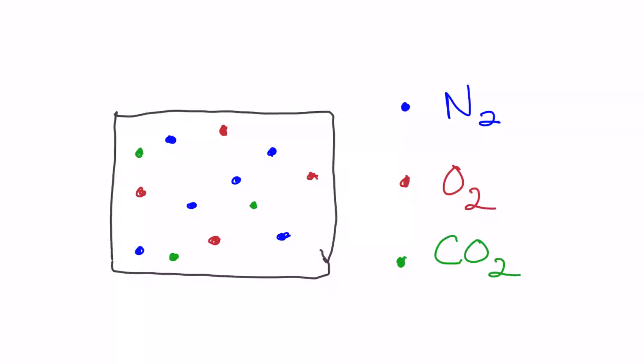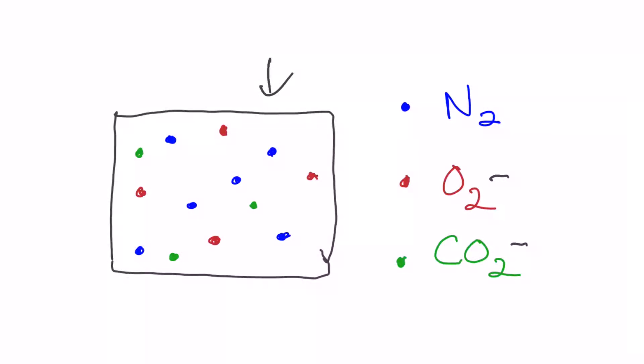So let's take a look at this picture. Here we have a box, and we're going to have this represent gases. Blue dots represent nitrogen gas, red dots represent oxygen gas, and green dots represent carbon dioxide gas. If I have a box of all three of these, and I want to talk about pressure, what is the pressure? Well, the pressure is the collisions. It's the collisions that the nitrogen has, that the oxygen has, and the carbon dioxide has.